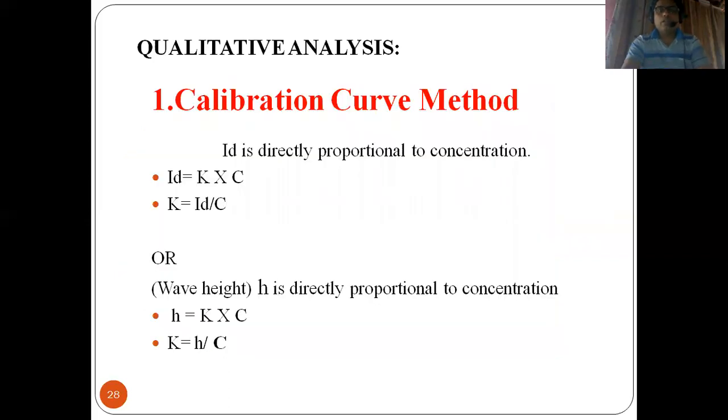So in the quantitative analysis, there are again various methods. One is the calibration curve method, where ID is directly proportional to the concentration. So ID is equal to K into C, where K is equal to ID divided by C. Or wave height; basically, wave height is directly proportional to the concentration. So where is the wave height?